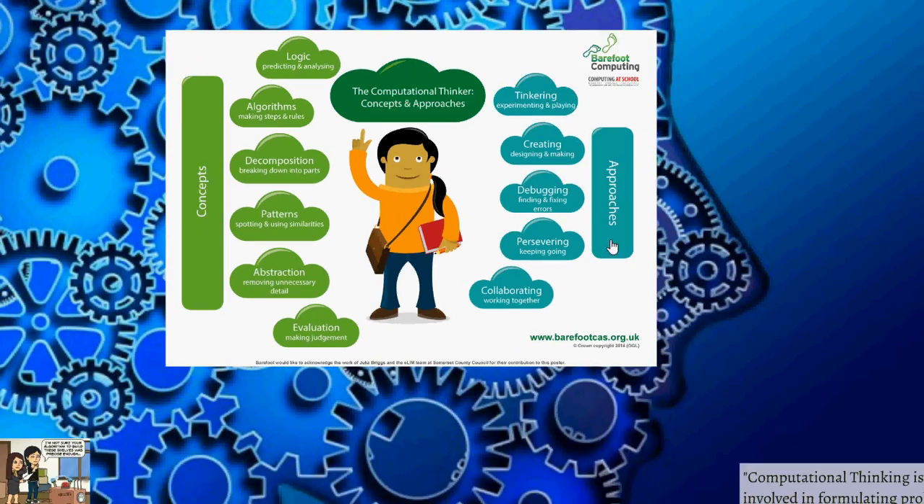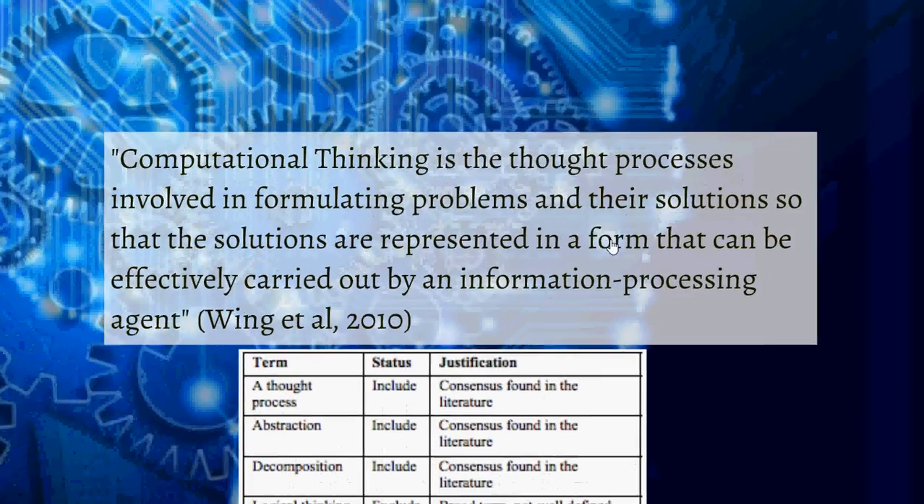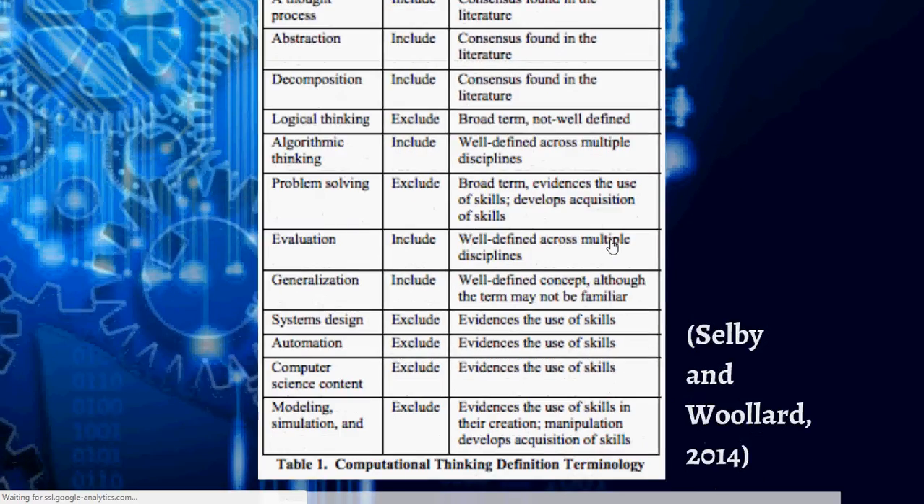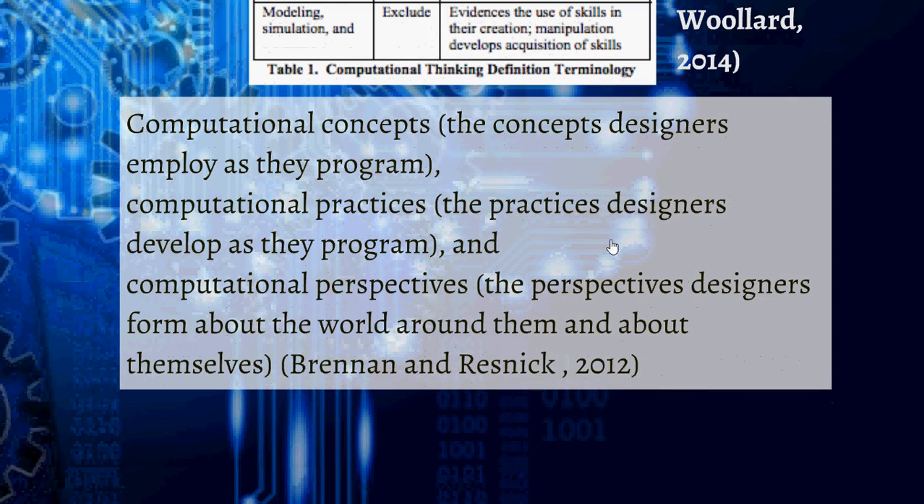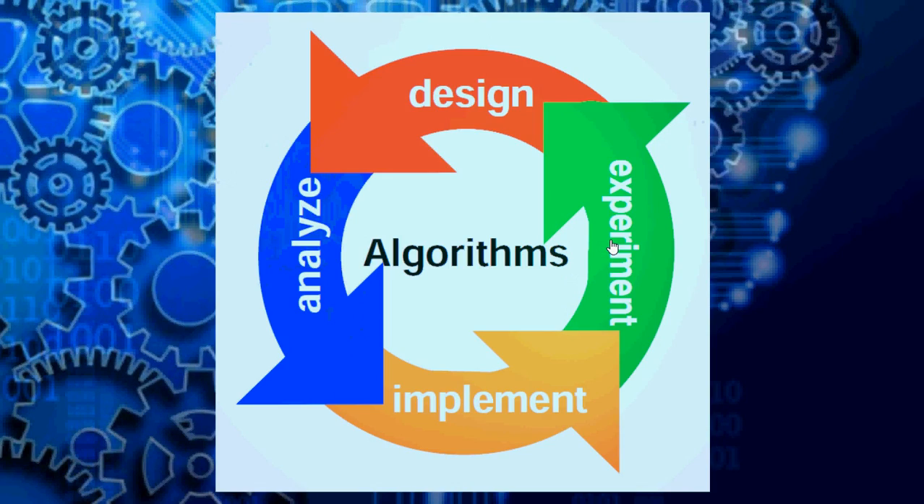Other definitions of computational thinking include Wing et al. in 2010, Selby and Woollard in 2014, and Brennan and Resnick in 2012. While some of these definitions vary in their explanation, most seem to agree that computational thinking is a process that requires an understanding of algorithms. These are a list of unambiguous instructions that can be followed in order to complete a particular task.